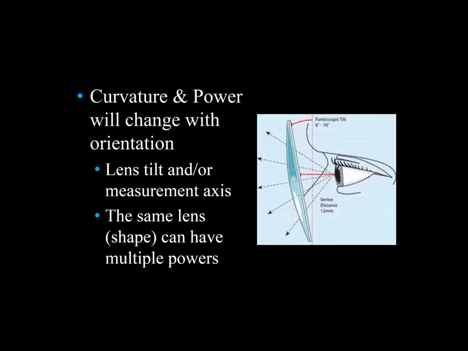Additionally, the same shape can have different curvature readings or different power readings. We all know that if you take a lens and you alter its orientation, in this case tilt, you'll actually get a different power reading. And it's the exact same thing with curvature measurements of a cornea. The exact same shape cornea can have two different curvature readings depending on its orientation.